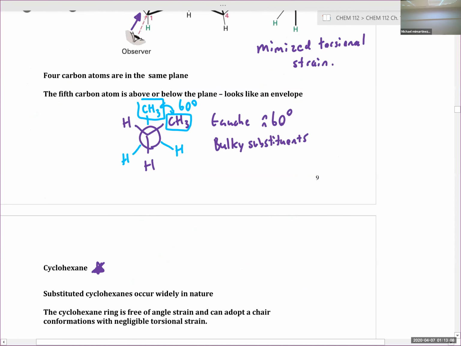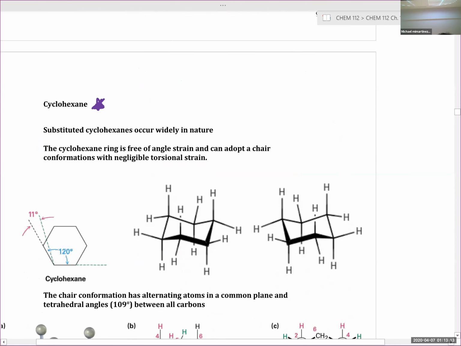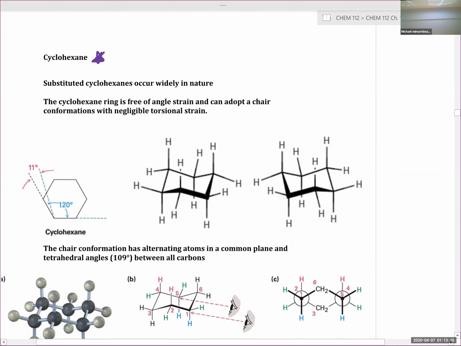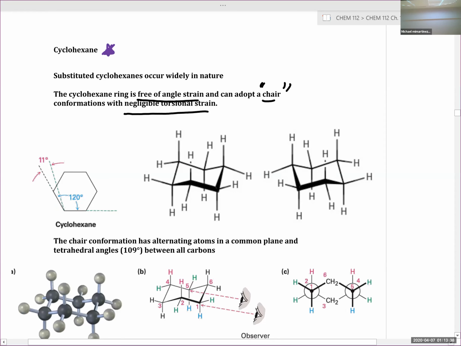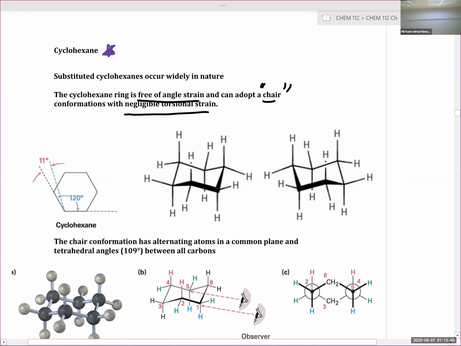So we'll see more of these gauche-like interactions actually in our cyclohexane system. Now, one of the really beautiful things about the cyclohexane ring is that they're free of angle strain, and they can adopt what are known as "chair" conformations with negligible torsional strain. So one way that we can really start to visualize what's going on in these chair conformations, and explain why these chair conformations are so low in energy.